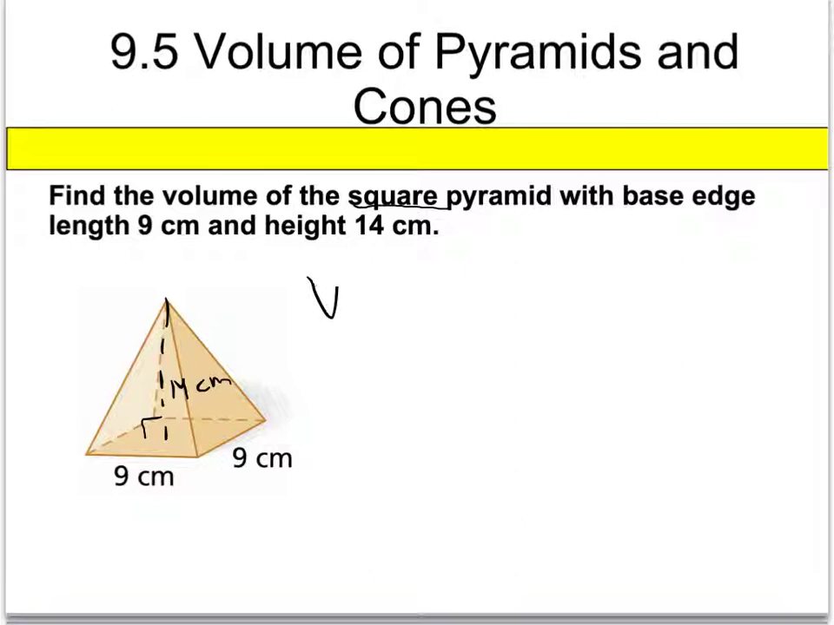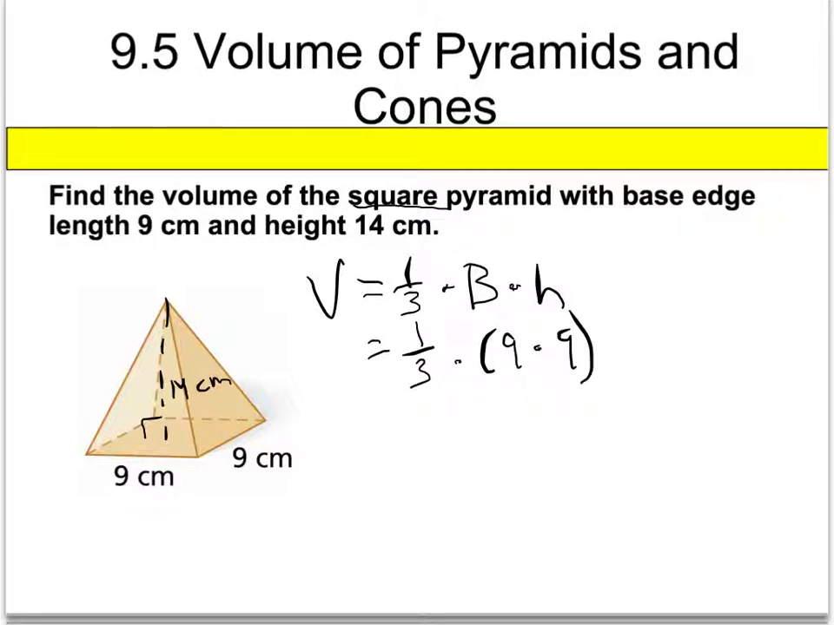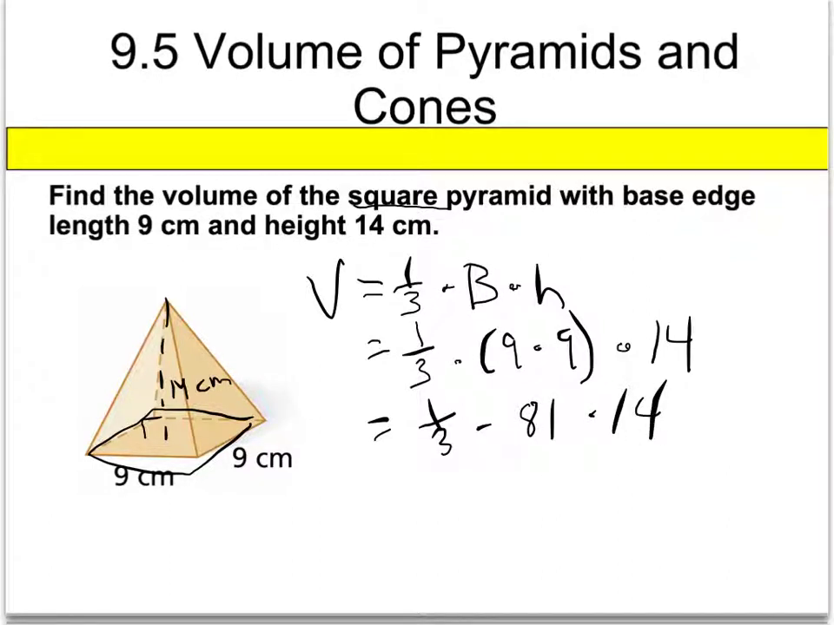Alright, so our volume is equal to, again, 1/3 times the area of our base times our height. When we plug in the information that we know, 1/3 times 9 times 9, remember you take the base times the height on this bottom base. Okay, so we need to take 9 times 9 and then multiply it by our height of 14. Okay, from here we're able to just multiply straight across and simplify. Okay, so 1/3 times 81 times 14. When you multiply all of these, 81 times 14, and then divide by 3, you get 378.